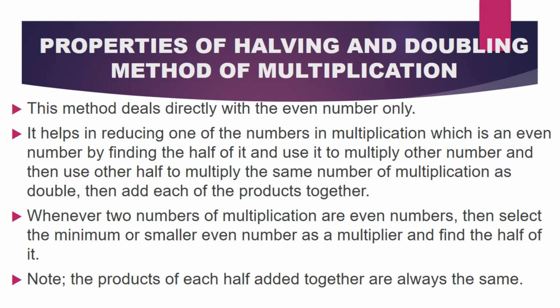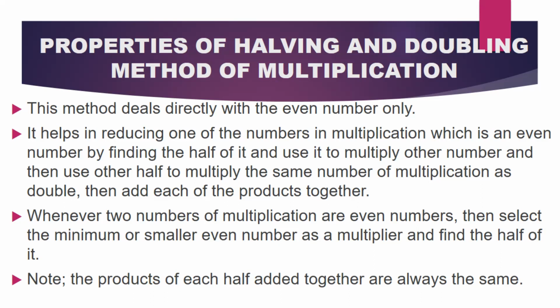So whenever you spot an even number in a situation, you find the half of the even number and then use the half to multiply the other multiplier, and then use the other half to also multiply the same multiplier as double. Okay, after then you find the products of each half and then you add them. Whenever your two numbers of multiplication are even numbers, then select the minimum or smaller even number as a multiplier and find the half of it, and then you proceed and follow this sequence.